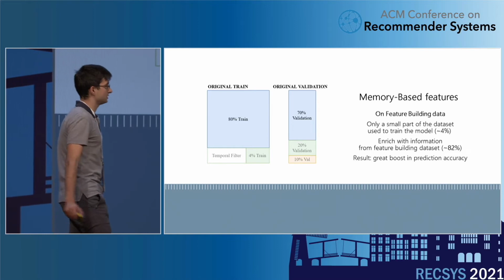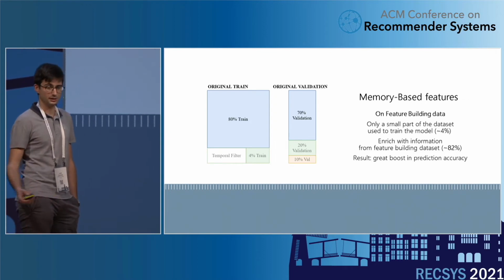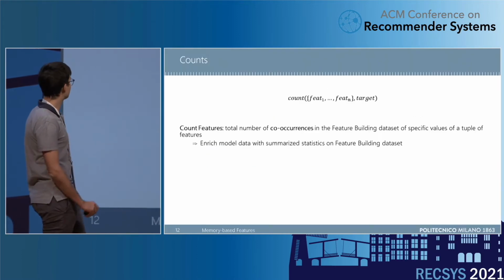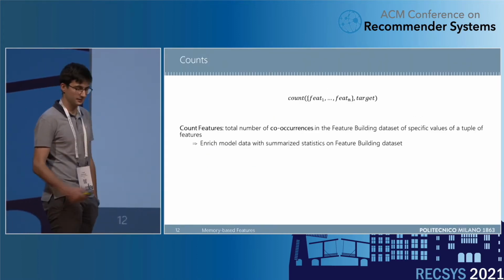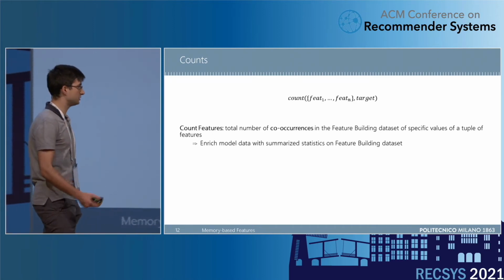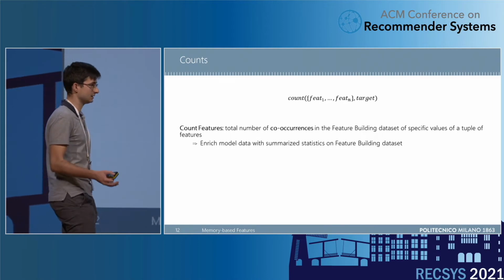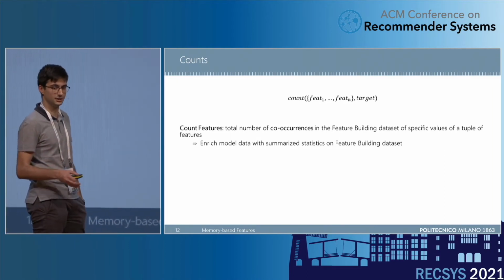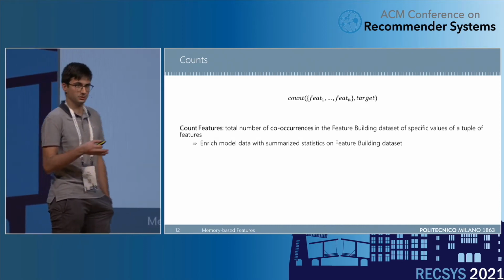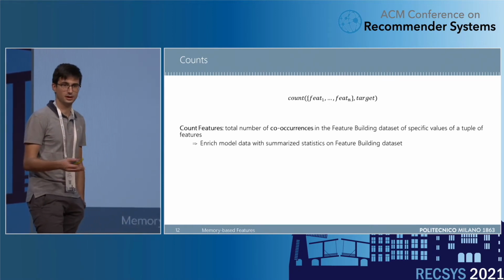For what instead concerns the memory-based features, which are the memory-based features that we used and how did we build them, we focus on the feature building dataset to do so. The first one, the most simple memory-based feature that we used, is the counting features. Those counting features count the total number of co-occurrences of specific values of features across the dataset, given a specific target in that interaction. That means that we go over the feature building dataset and try to count the number of rows that present specific patterns in their features.